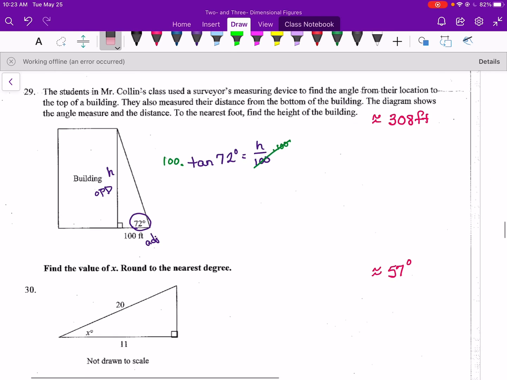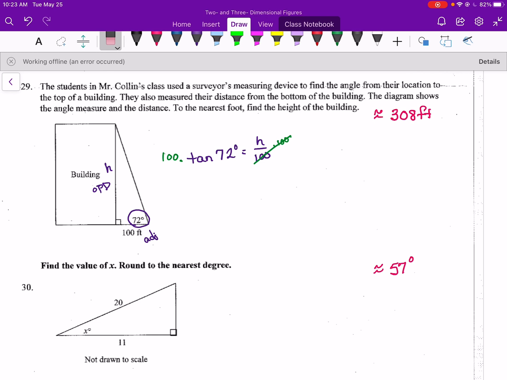Number 30, we're still talking about side lengths and angle measures, but if you notice this time, your x is where the angle measure would be. So a little bit different. The 20 is our hypotenuse, the 11 is adjacent, and the trig function that uses adjacent and hypotenuse is cosine. So cosine of x is 11 over 20.